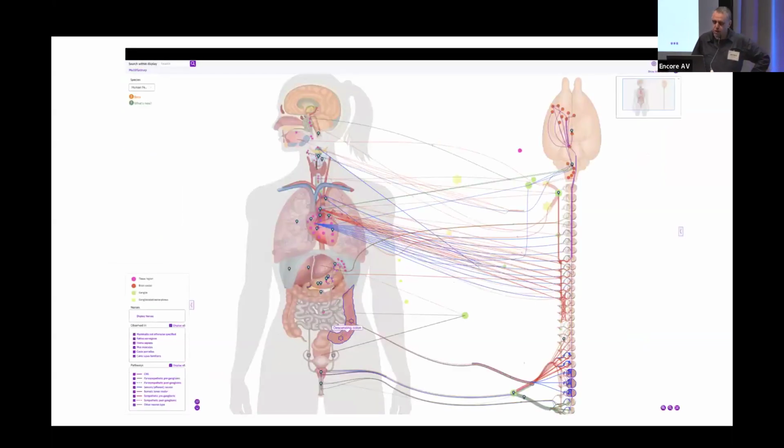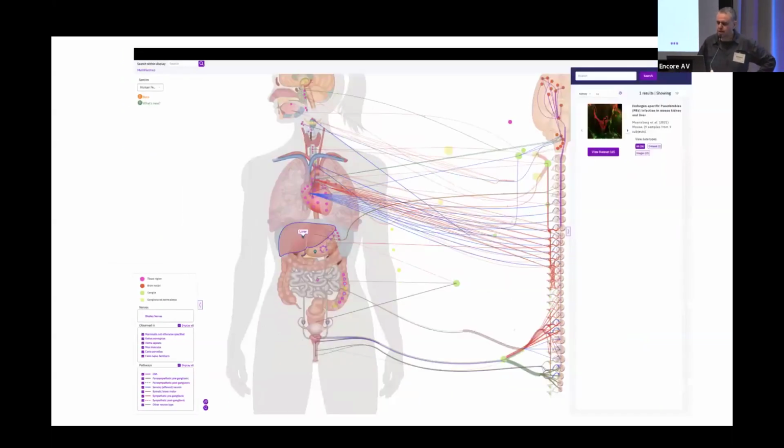So this is a snapshot of the website for Spark. And this is an example of one type of map that we are generating. And by clicking on some particular organ on the right-hand side, up comes the record of the experimental protocol and the data that is relevant.